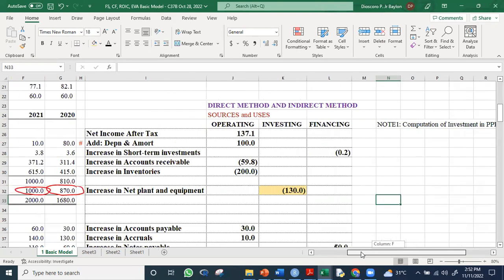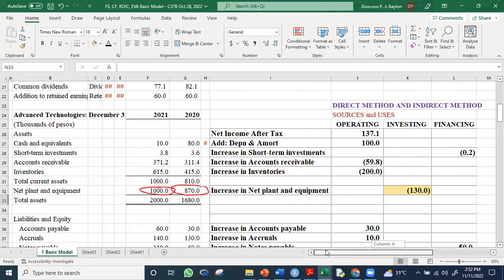130 was not really the amount invested. How do I know? Because we're using net plant and equipment. We're not given the PPE at cost here, and I deliberately deleted it because I want us to be able to still come up with a statement of cash flows even if we don't have the PPE at cost.